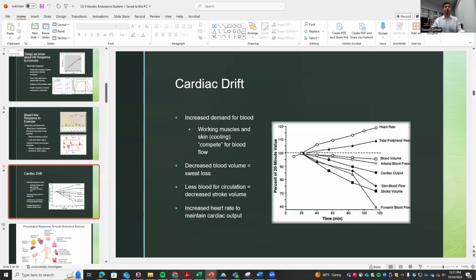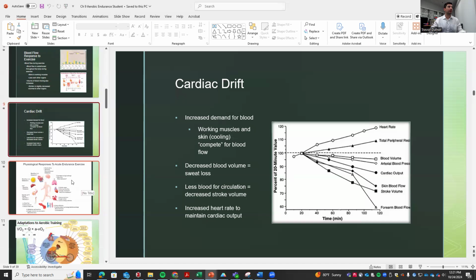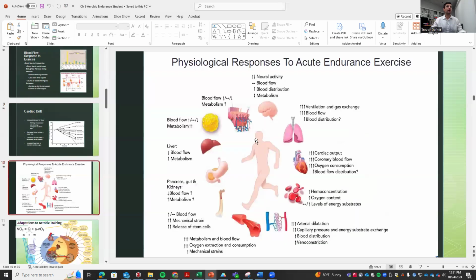What can you do to make sure you don't go through cardiac drift? Easiest and simplest thing is make sure that you maintain hydration, but then also make sure that you maintain a relatively constant body temperature. Obviously, you're going to increase as you begin exercising, but if you can get some cooling in there, if you can work out in a temperature-controlled environment, it's all going to help prevent this phenomenon of cardiac drift.